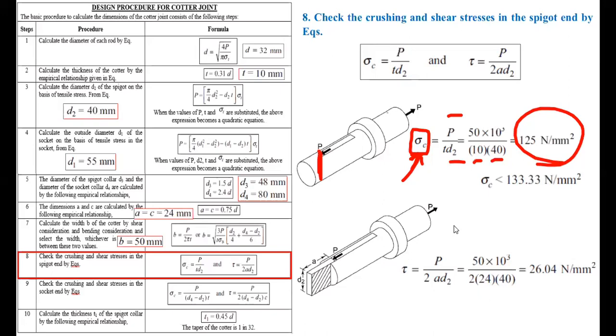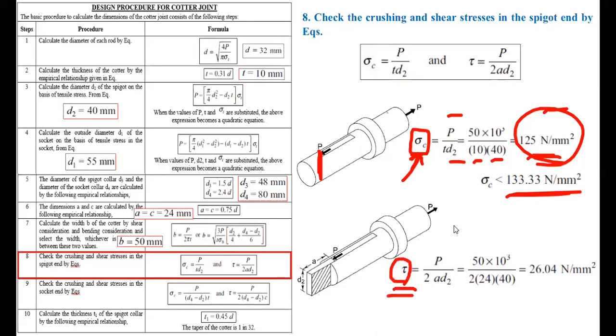If its value, the 125 value, if its value was more than 133, then we would have to redesign again. But the value of 125 is less than 133. So it is safe. Same like we have to check in shear also.